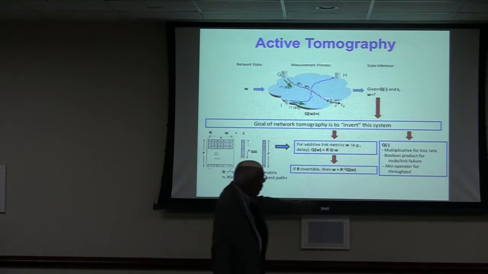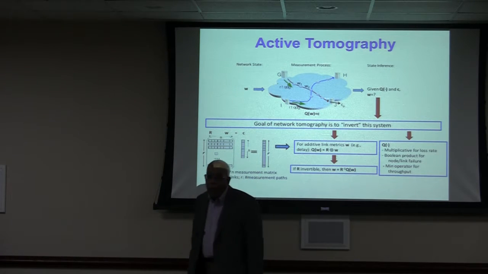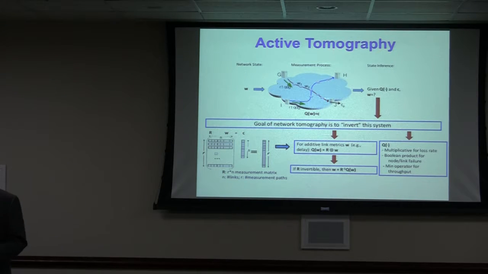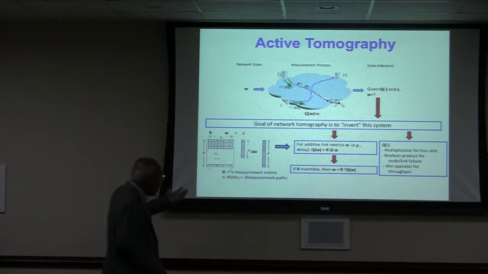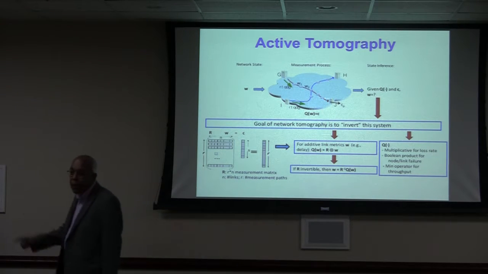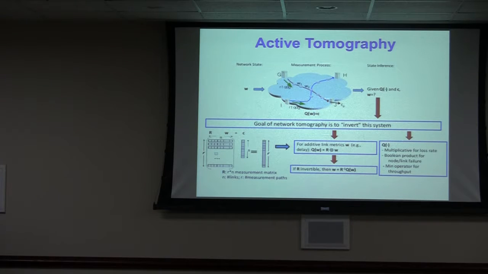It could also be a Boolean product. For example, nodes may be up or down, links may be up or down. The end-to-end path is up if every node and every link is up. So then you get a Boolean problem, which is a little bit more complicated, and we'll talk about that as well. And then you could have other things, such as Q being the min function. I'm trying to find rate, for example. What's the rate on each link? The end-to-end rate is the minimum of all the rates on the path.